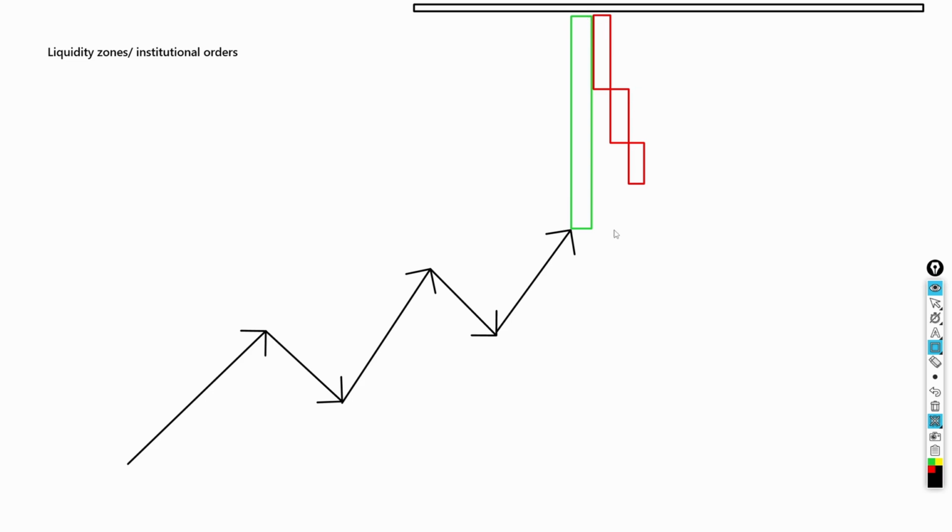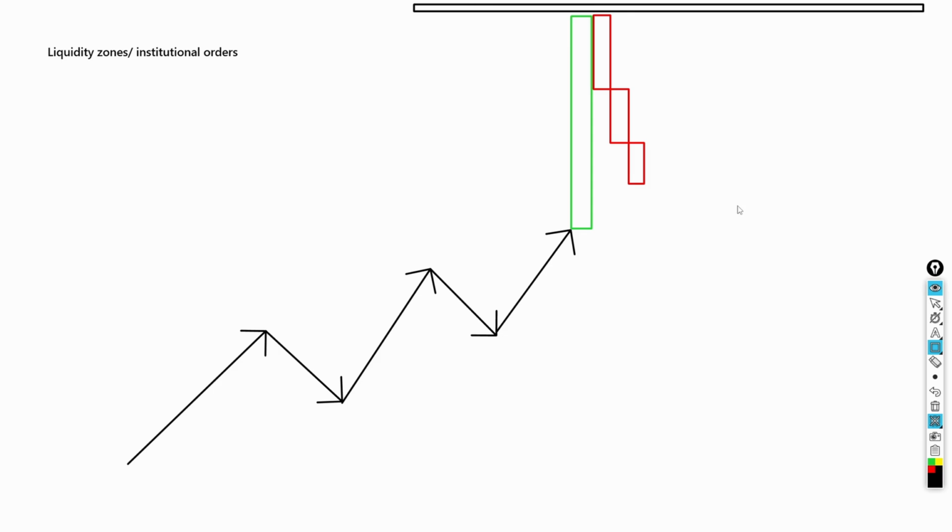Last one, presence of liquidity zone or institutional order. When price is moving in the upside direction and it hits a selling zone, a liquidity zone where institutional sell orders are waiting to be filled, you will find that as the selling pressure is high at these zones, the price will have to reverse.